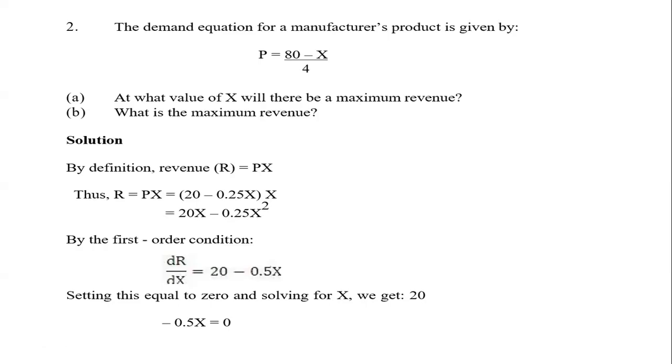Are we there? To solve it, what is the answer? What is the maximum revenue? I think 400. Yes. So this is how we should have concluded. The maximum revenue is 400 cedis. That's all.